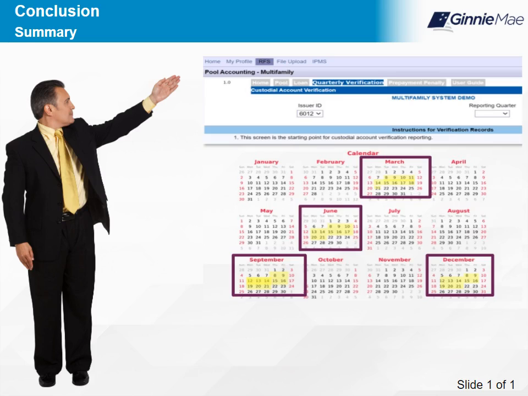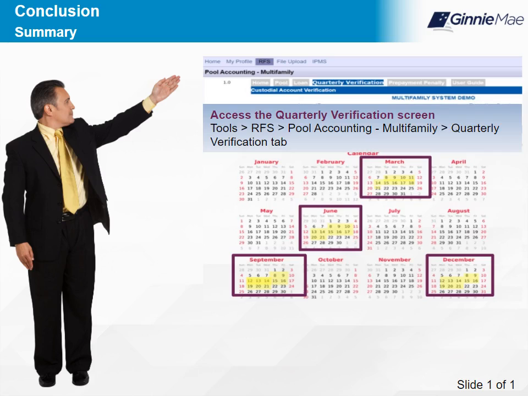You then examined multiple types of custodial funds, but found that the issuer must maintain separate accounting records for each pool, each loan package, and each program. You learned to access the quarterly verification screen for CAVs reporting by navigating to Tools, RFS, Pool Accounting Multifamily, and selecting the Quarterly Verification tab, which gives you access to the verification records to enter data for an existing record or to enter a new quarterly verification record.